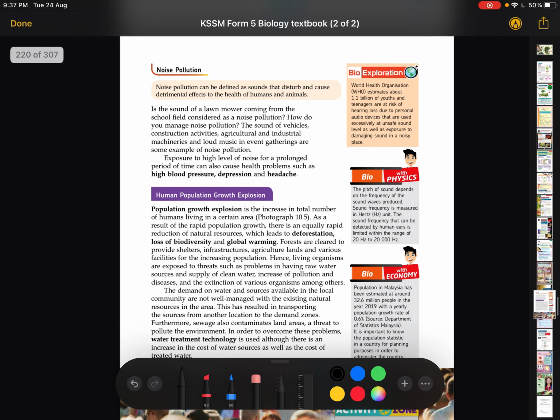For noise pollution, it's just kind of logical. I don't need to explain this much. Basically, annoying stuff that gets into your ear, just like my voice. It might cause high blood pressure, it might cause depression, it might cause headache.